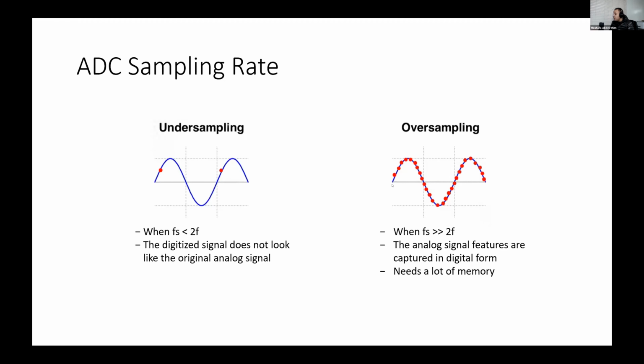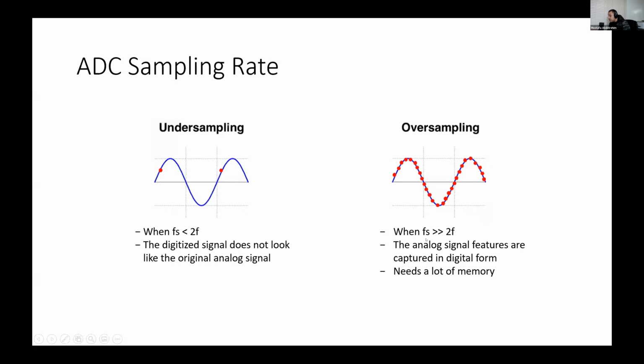But remember that all these samples will be converted to digital and they need locations in memory to be stored. So if you choose the sampling frequency less than 2F, double the signal frequency, and I will explain why in a moment, why exactly double, then your sampling will not be accurate. I mean, the samples will not represent the actual signal. This is called undersampling, and sometimes they call it aliasing.